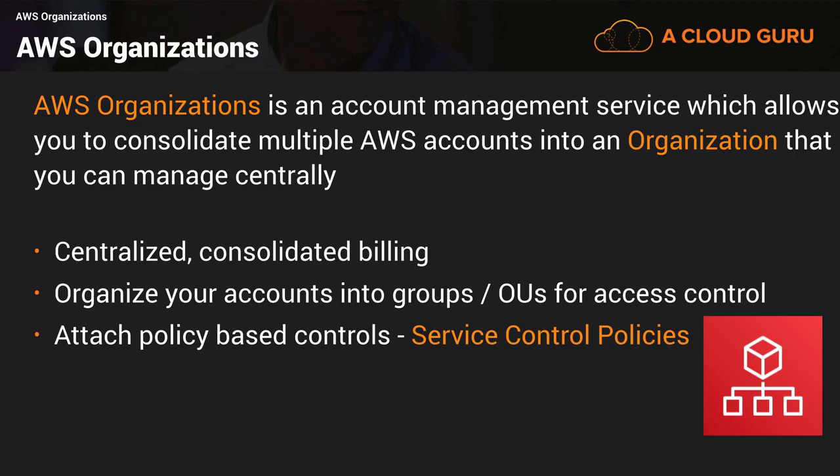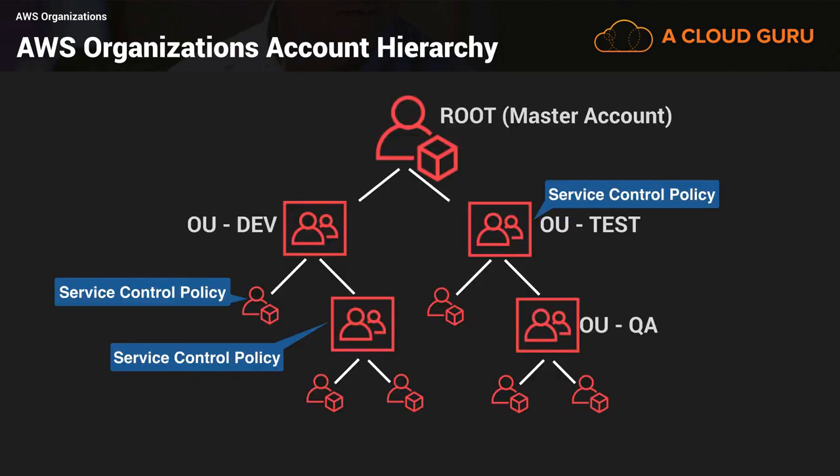So for example, you might want to create one organizational unit for development and one for production, and then you can apply different access policies to each different group or organizational unit. So you can attach one service control policy to, say, the development group, allowing access to one set of services, and then attach a different service control policy to a different organizational unit called production, allowing access to a restricted set of services.